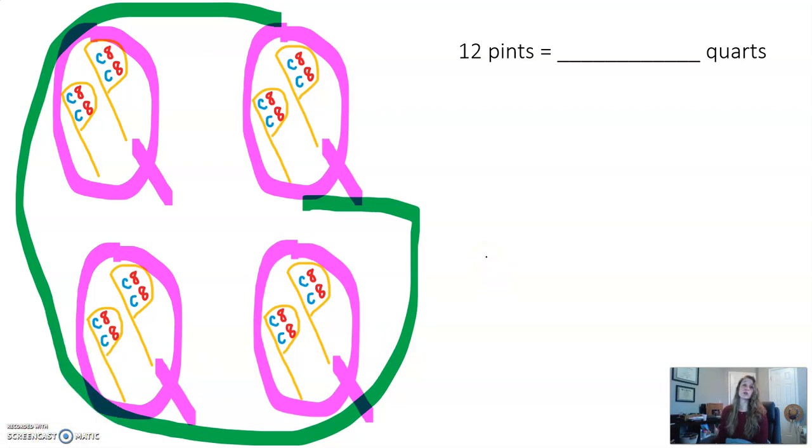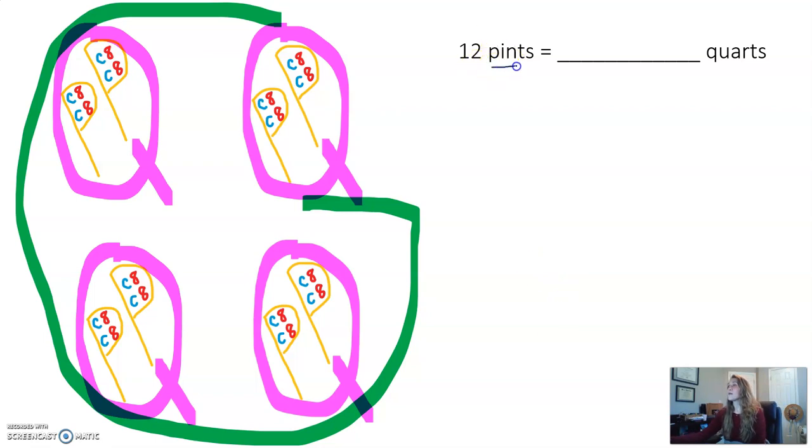So you want to make sure before solving problems with customary units of capacity, you have your land of Gallon in front of you. If you don't like the land of Gallon, then make sure you have the conversion chart in front of you. And you have both of those in your resources for today. Okay, so here we go.